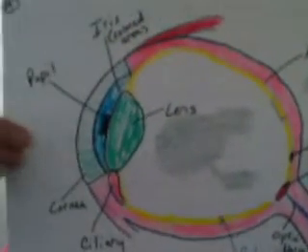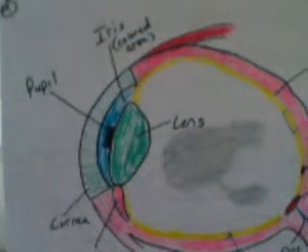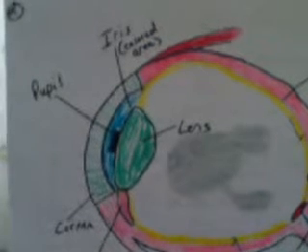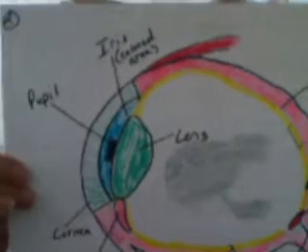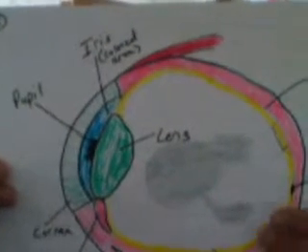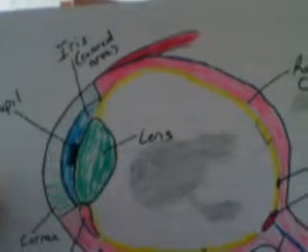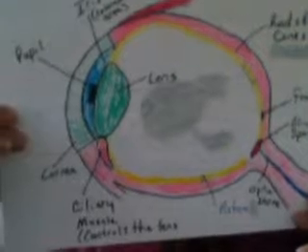The retina, which is this yellow portion around the eye, contains rods and cones. The rods respond to faint light, and the cones are more active in bright light and essential for color vision. The optic nerve, which is right here, is formed by ganglion cell axons.